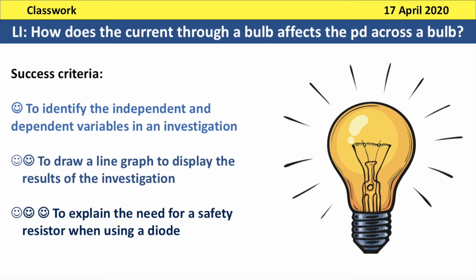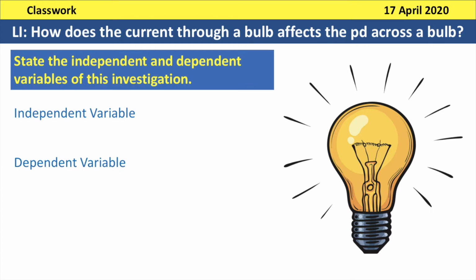Today's learning intention is to know how the current through a bulb affects the potential difference across the bulb, and that is one of the required practicals on GCSE physics and GCSE combined science. Today's success criteria is to identify the independent and dependent variables in an investigation, to draw a line graph to display the results of the investigation, and to explain the need for a safety resistor when using a diode as part of the investigation.